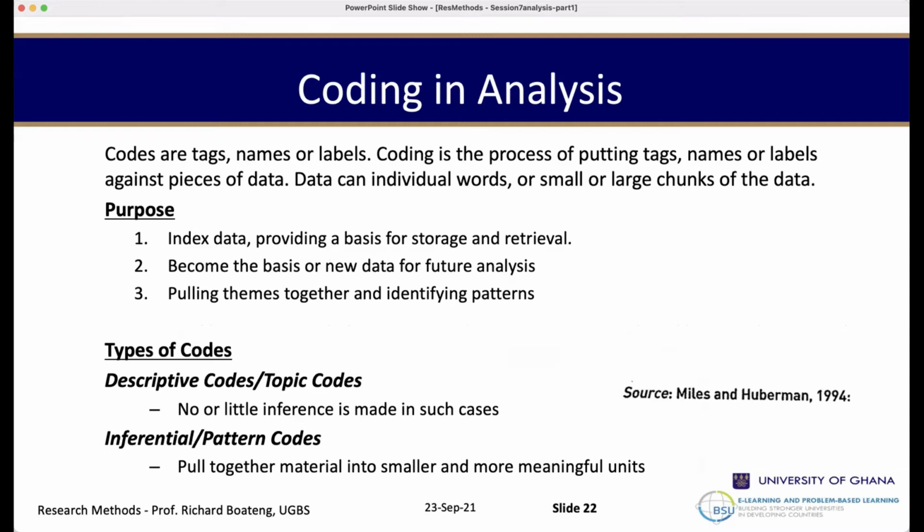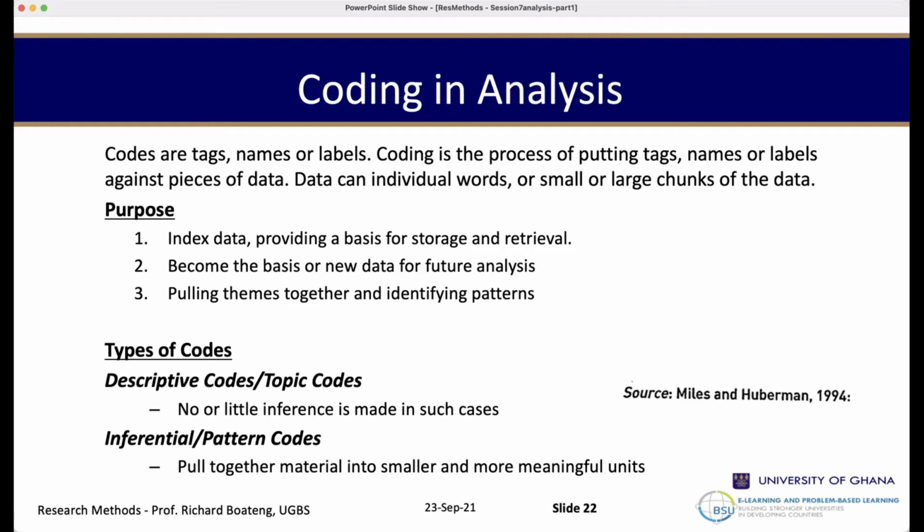Now, the purpose of coding is to index the data so that it can become the basis of storage and retrieval, so that you can find out deep from a snapshot what is happening within a particular phenomenon. Number two, it becomes a basis for new data, because as you code, you are now moving the data to the abstract level, where you can combine different codes to tell a story of what is happening in this sense.